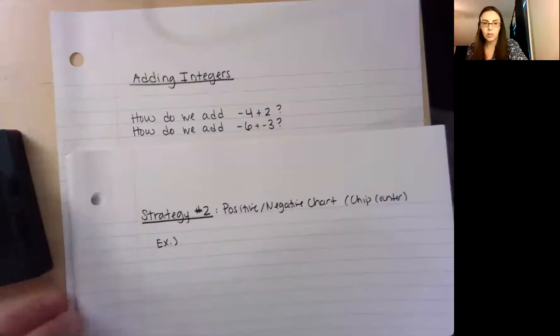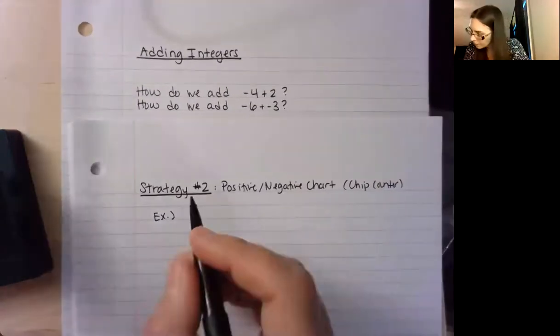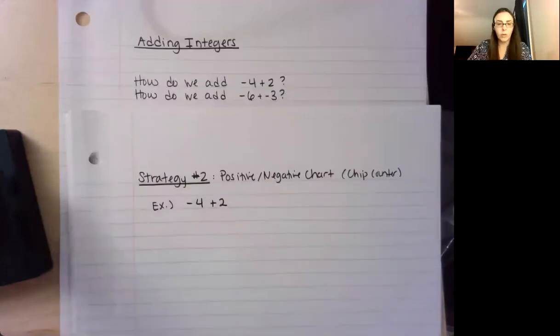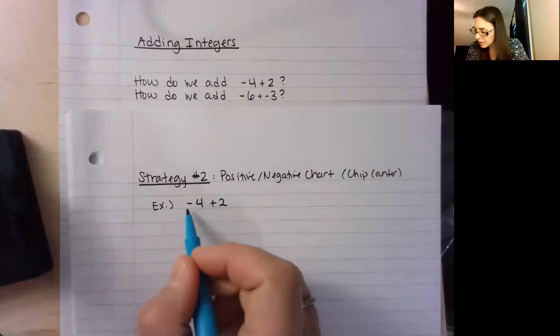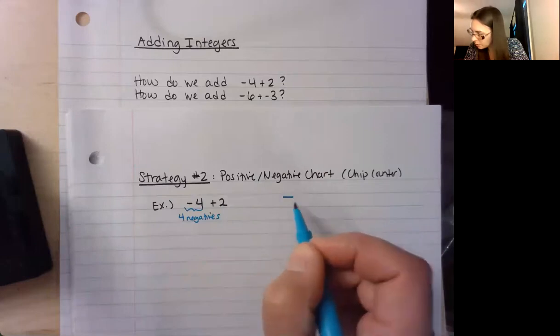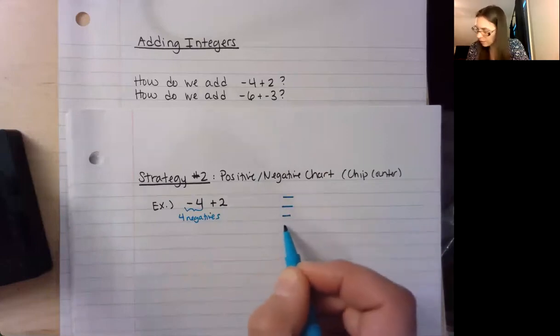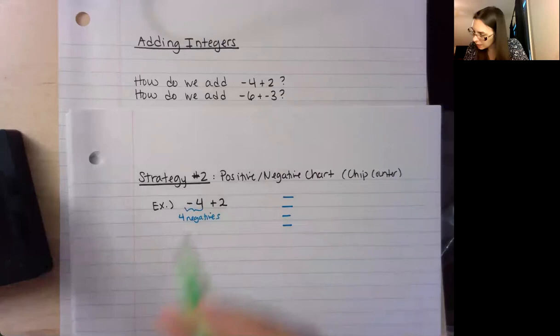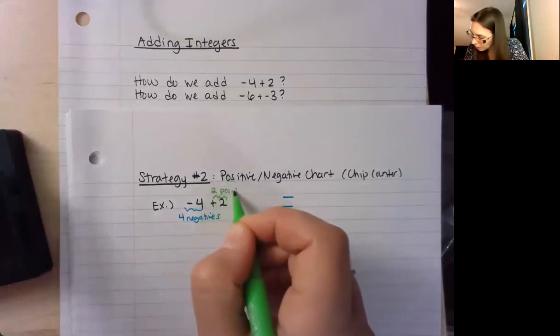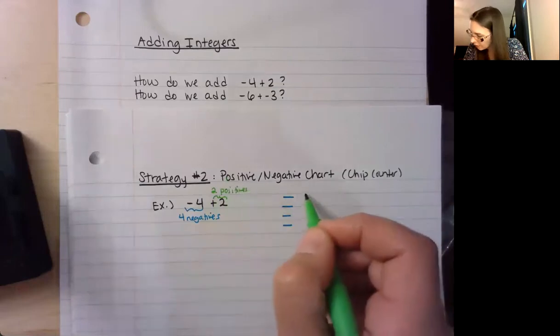So our first example was -4 + 2. So what we do is we actually write out the symbols. So here I have -4. So this means I have 4 negatives. So I have 1, 2, 3, 4. And this one here is +2. So that means I have 2 positives. So 1, 2.